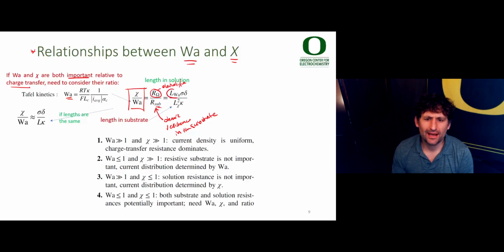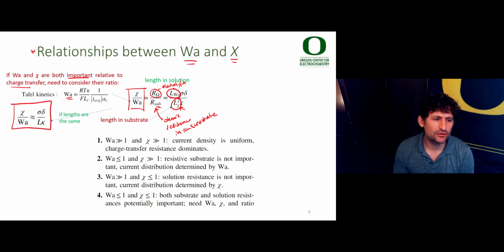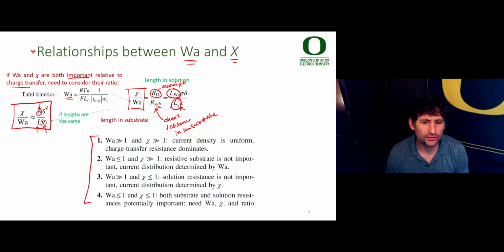Now, L in the Wagner number is related to the length of the electrolyte. L in the derivation of chi was related to the length of the electrode. Now, if these are similar in magnitude, we get this expression, where you see that the ratio of these two could be estimated by the thickness of my sample, kappa, the conductivity of the electrolyte, sigma, the conductivity of the substrate, and L, the characteristic length of the electrode and electrolyte. And that leads us to these 4 situations.